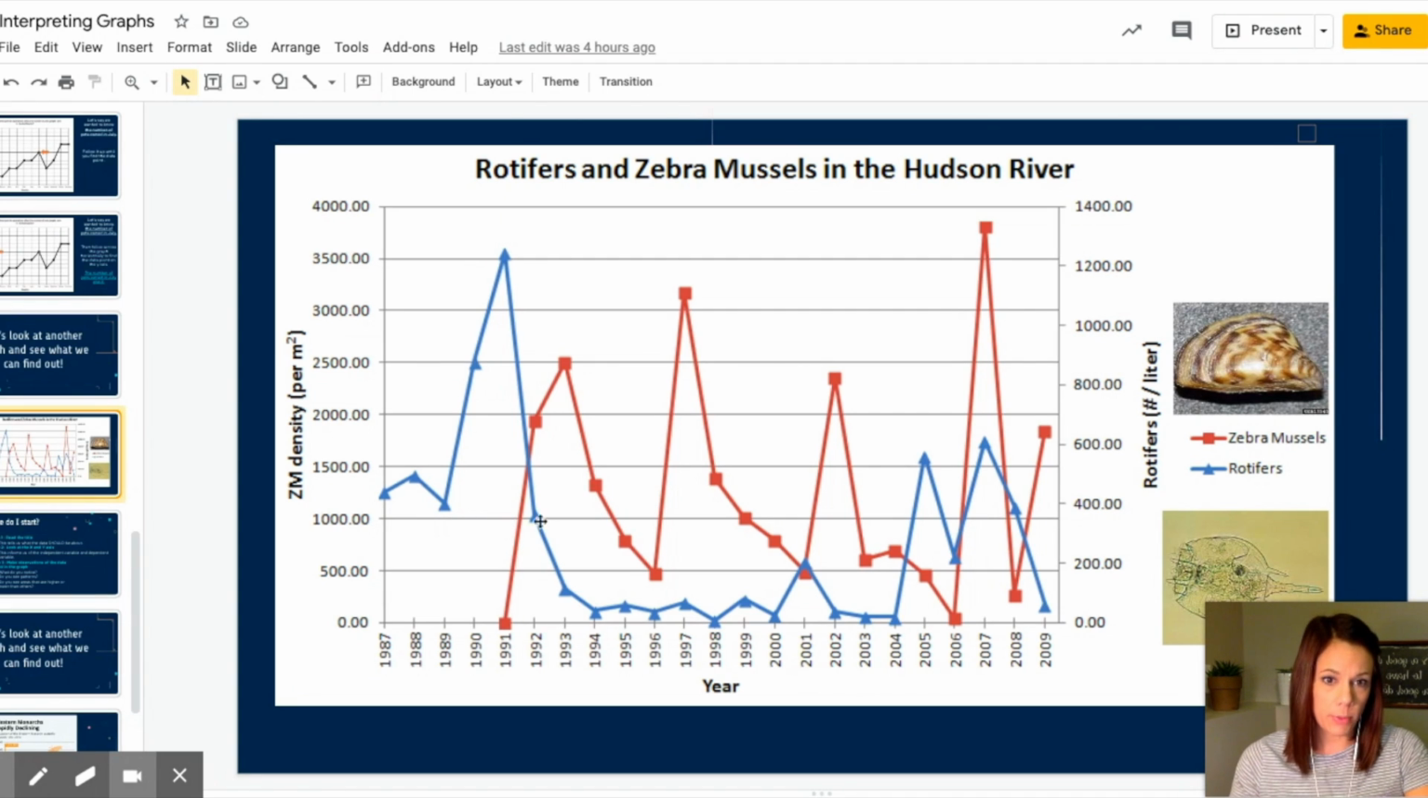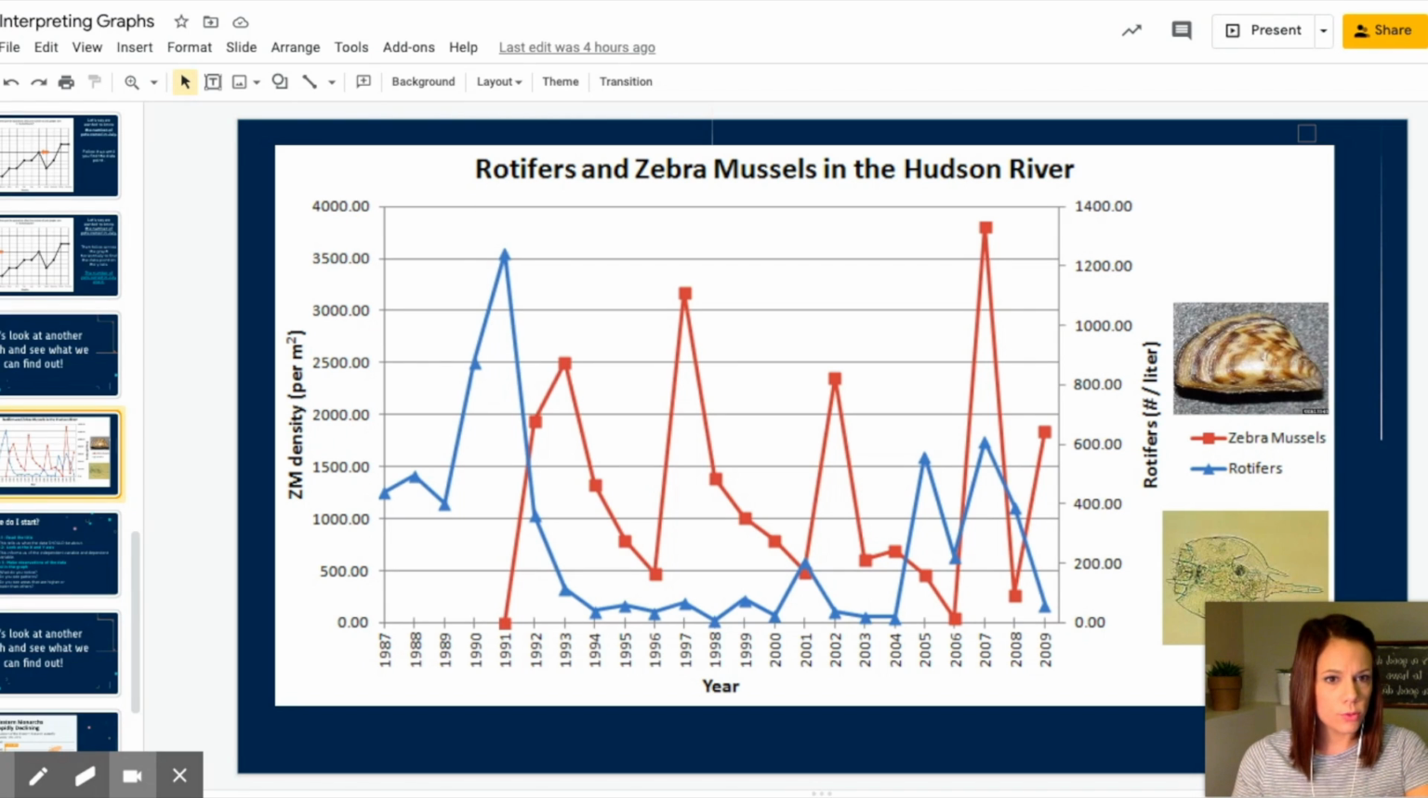So for example, if I were to ask you, what is the zebra mussel density in 2007? I'm going to say that again. Think in your head. What is the zebra mussel density, according to this graph, in 2007? Think about it. Zebra mussel density in 2007. What is that?